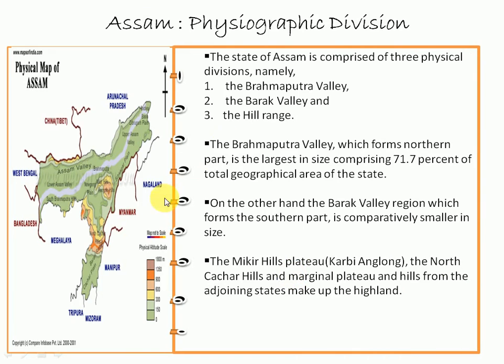This is the geographic map of the state. You can see the state of Assam is comprised of three physical divisions, namely the Brahmaputra Valley, the Barak Valley and the hill range. The Brahmaputra Valley, which forms the northern part, is the largest in size, comprising almost 72% of total geographical area of the state. On the other hand, the Barak Valley region, which forms the southern part, is comparatively smaller in size. The Mikir Hills Plateau, it is also known as the Karbi Anglong, the North Cachar Hills and marginal plateau and hills from the adjoining state make a highland. So you can see this.